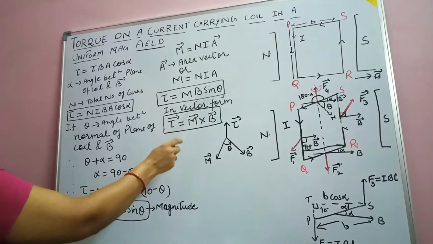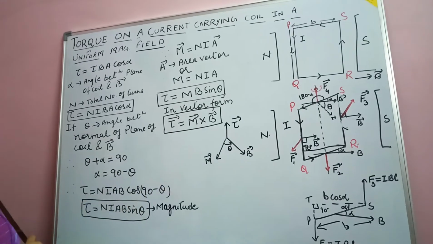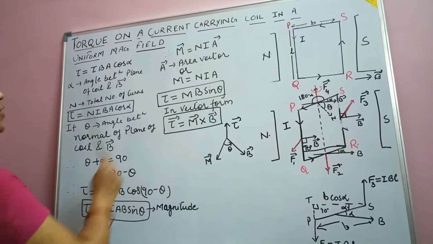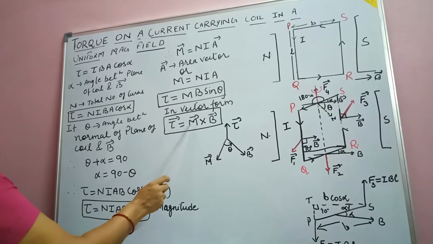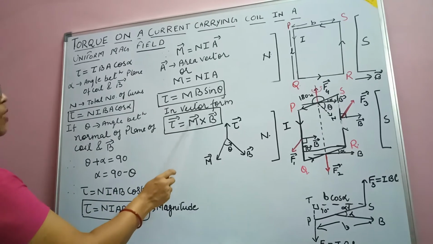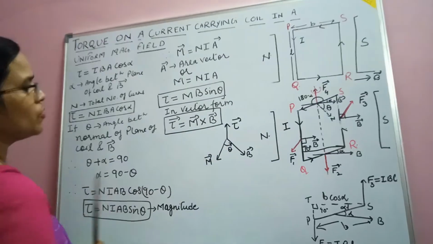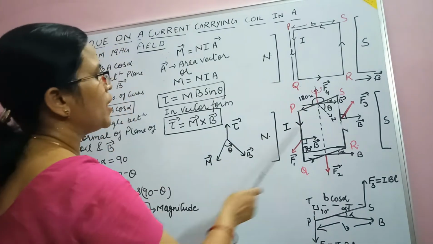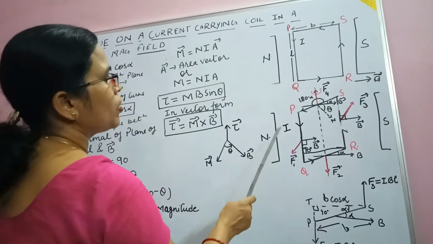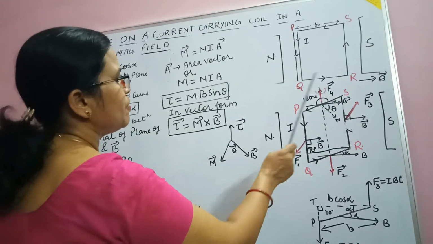Since we have got the expression MB sin theta, and torque is a vector quantity, how will you write the vector form? You will write it like this: torque vector is equal to M vector cross B vector. How? If this is the normal of the plane of the coil and this is the direction of the magnetic field, with angle theta between them, which rule can we apply? We can apply the Maxwell corkscrew rule or the right hand thumb rule for the direction of the resultant vector quantity.